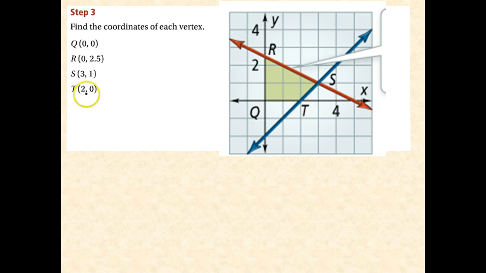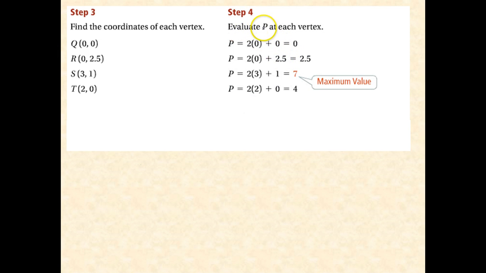Once you know the coordinates of the vertices, the next step is to evaluate the objective function at each vertex. Our objective function was p equals 2x plus y. At (0, 0), it's 2 times 0 plus 0 equals 0. If you don't sell anything, you make nothing. At (0, 2.5), we get 2 times 0 plus 2.5, which is 2.5. At (3, 1), 2 times 3 plus 1 is 7. At (2, 0), 2 times 2 plus 0 is 4.